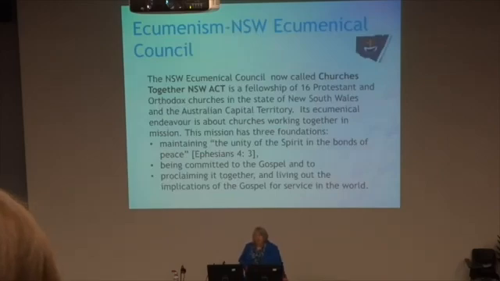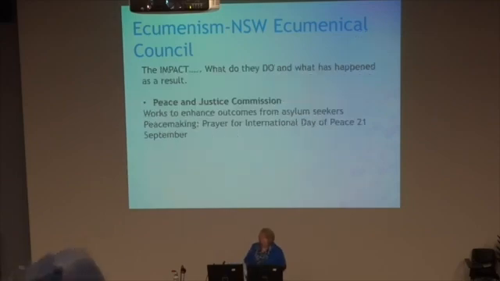So, what I've done here is purely and simply said what the New South Wales Ecumenical Council is. As I said, now called Churches Together New South Wales and ACT. It has 16 member Protestant churches. And you can see, using Ephesians chapter 4, its mission is about maintaining the unity of the Spirit and the bonds of peace, and it's about being committed to the gospel. Gospel equals Jesus. This is a Christian phenomenon.